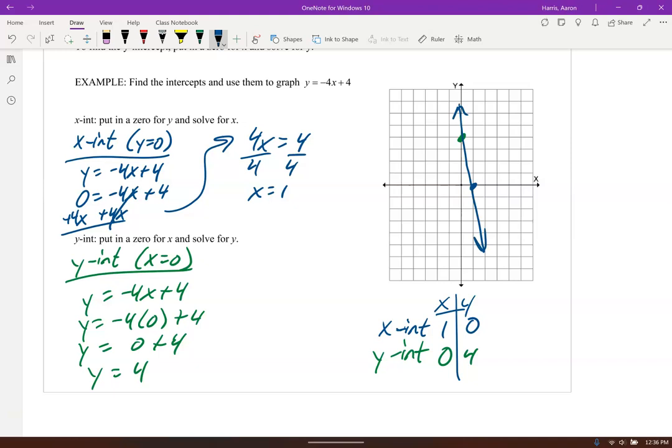Notice the slope is negative going down and to the right, but that's how you find your x-intercept and y-intercept on a graph, okay?